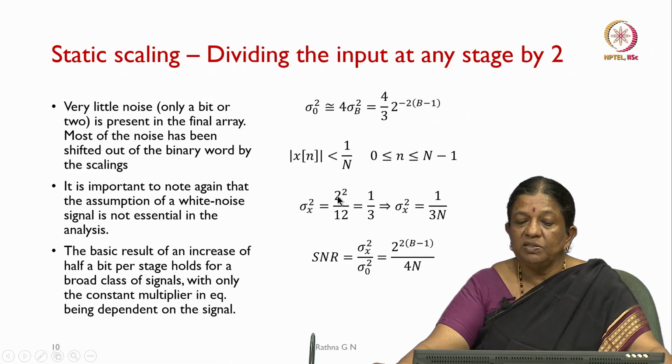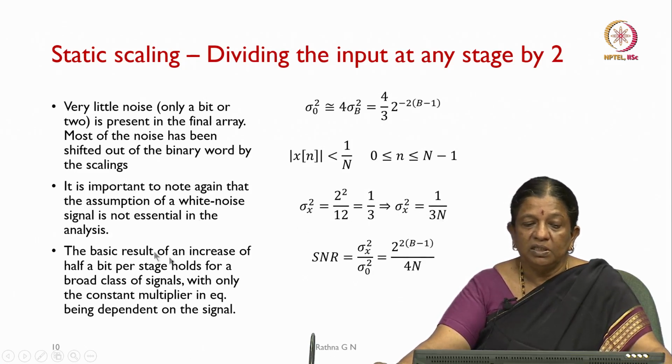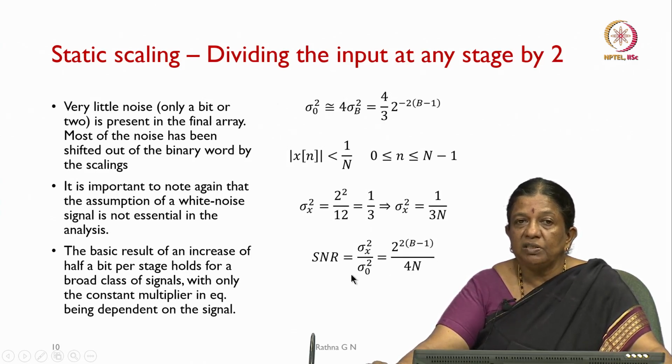So, which becomes 2 squared, the assumption here also is a white noise signal, then it will be 2 squared by 12, and then this is 1 by 3, which is equivalent to sigma x squared, which is nothing but 1 by 3 n. So, the result of an increase of half a bit per stage holds for a broad class of signals with only the constant multiplier in this equation being dependent on the signal.